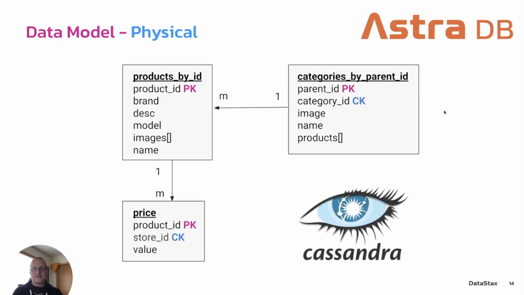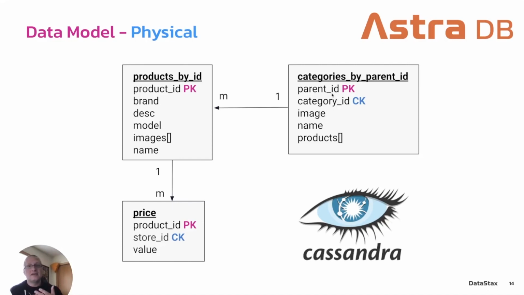So this is what our physical data model is going to end up looking like. First of all, we have our product navigation or hierarchies here, where we have our categories by parent ID. Each category underneath that has a clustering key based on category ID. That way you can have multiple categories under a parent ID, and you can recursively query that table and get a new set of category IDs as you navigate through.